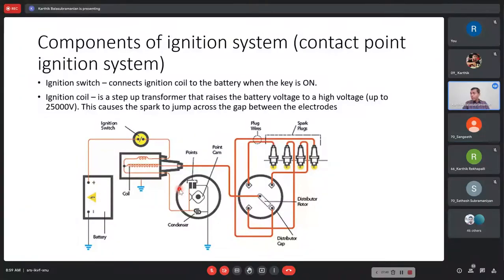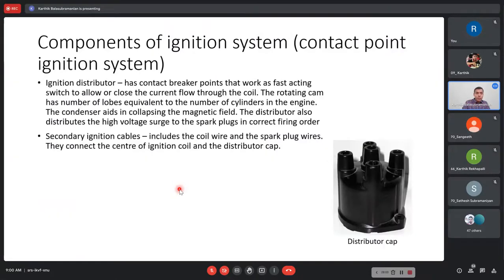Sir? Yes. So the condenser powers the coil back again, and from the coil to the distributor, right? Yes. It surges the coil, and from the coil it goes to the distributor. It enables the coil to send that high charge. Okay, sir. So the distributor also distributes the high voltage. You see, the condenser aids in collapsing the magnetic field. That is how you get the surge in voltage.